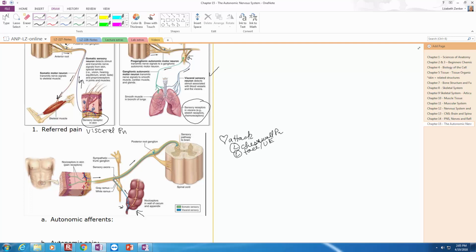Also, a lot of times gallbladder or kidney pain can refer to the right shoulder blade if it's the right kidney. Left kidney would refer to the left shoulder blade. Again, why is it going to these places? I'm glad you asked. Let me fill you in.